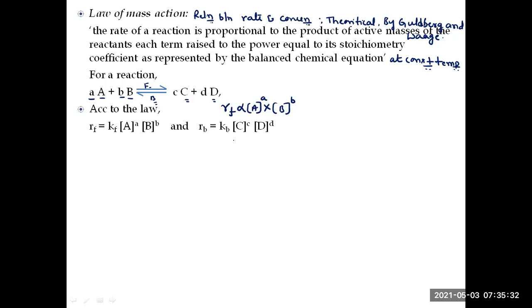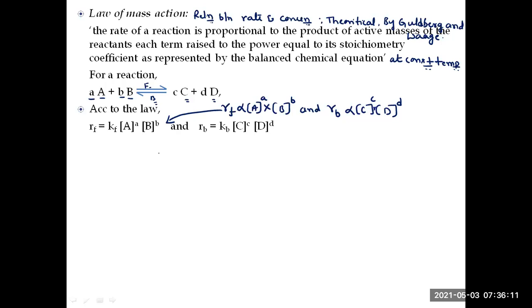So how do we write the rate of backward reaction? The rate of backward reaction would be proportional to the molar concentration of products C and D. It is the product of the molar concentrations of products raised to the power, C to the power small c, D to the power small d. This is what we have written as proportional, as per the law of mass action, Guldberg and Waage.